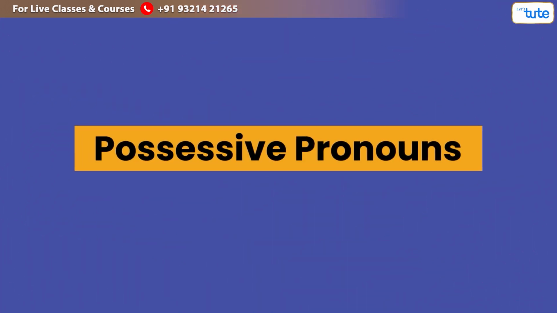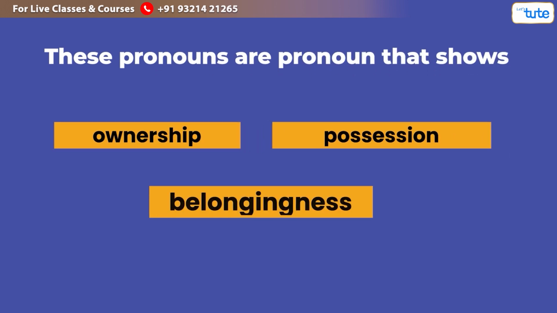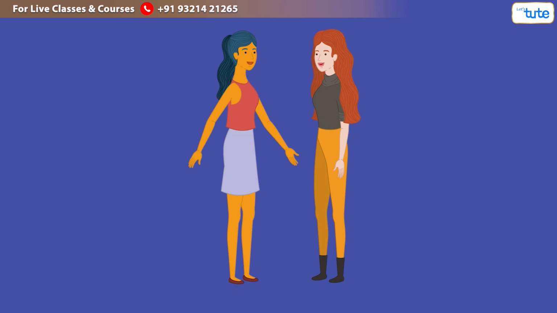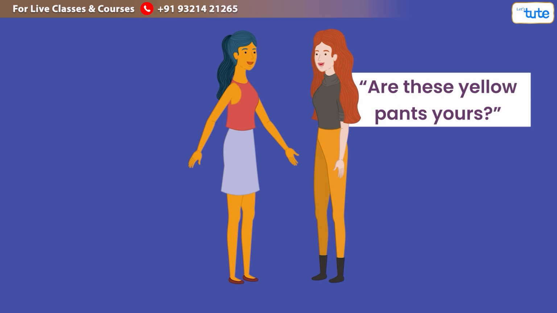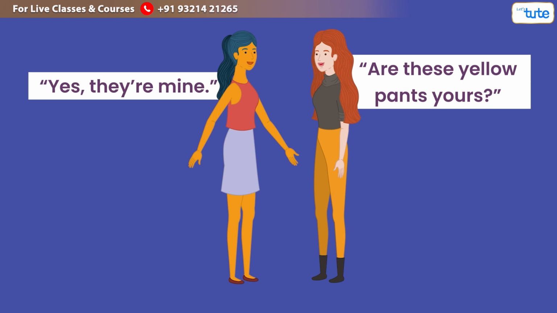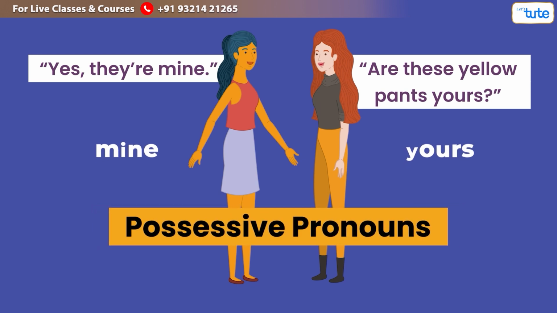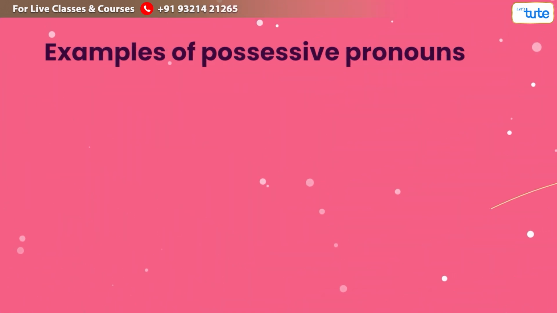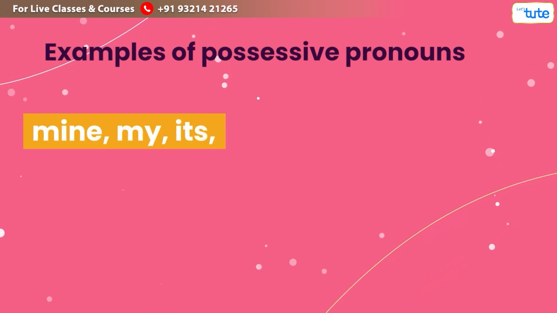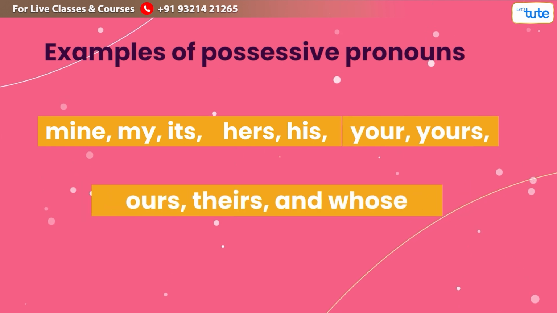Next we have possessive pronouns. These are pronouns that show ownership, possession or belongingness. Imagine you are having a conversation with your friend and she asks, "Are these yellow pants yours?" And you would reply, "Yes, they are mine." Here the words yours and mine are used in place of a name. These are possessive pronouns. Some examples of possessive pronouns are mine, my, its, hers, his, your, yours, theirs, whose.